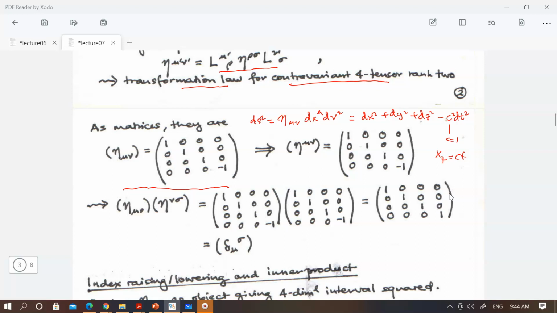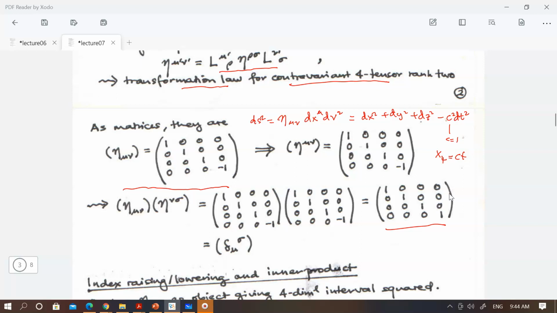Then what is the inverse metric? The inverse metric is just the same matrix. Why? Well, if you multiply these two metrics together, you get the identity, as you should. So in other words, with the matrix representation, you don't actually see the difference between the contravariant case and the covariant case.